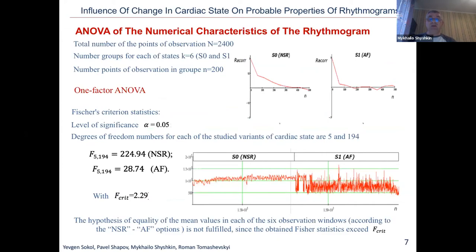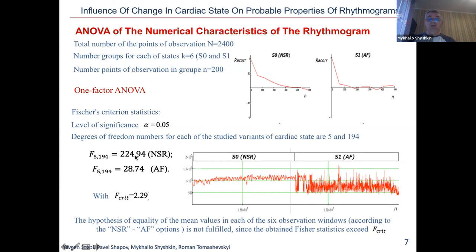Analysis of variance was carried out to assess the significance of these characteristics and their interaction. This slide shows the results of one-factor analysis of variance, named ANOVA, for the results of the rhythmogram areas at the level of significance alpha equals 0.05. It's possible to calculate Fisher's criterion statistics with degrees of freedom 5 and 194 for each of the studied variants of cardiac state. Results of the calculation are on page 7.